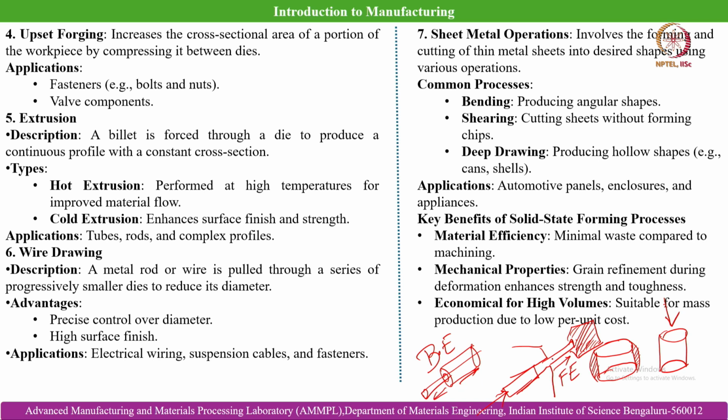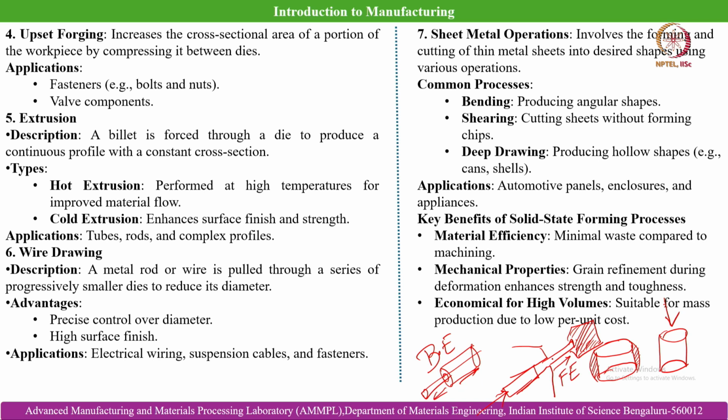And of course, because of extreme work hardening that takes place in the material during the wire drawing process, we often get fine grain morphology and higher dislocation density in the drawn rods, and also significantly improved mechanical properties in the drawn wire compared to the original feedstock, the original ingot that we use for wire drawing. The advantages of the wire drawing process are precise control over diameter and improved surface finish, and the applications are electrical wiring, suspension cables, and fasteners.